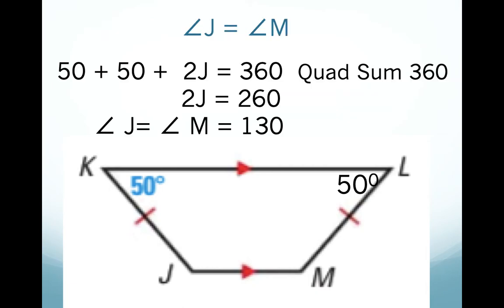Another method I could use would be the one where I start with the four angles in a quadrilateral, and they add up to 360. I can write an equation here, and because J and M are equal, I can simply use 2J to represent both of them. Solve, and we get 130 for both of those angles.